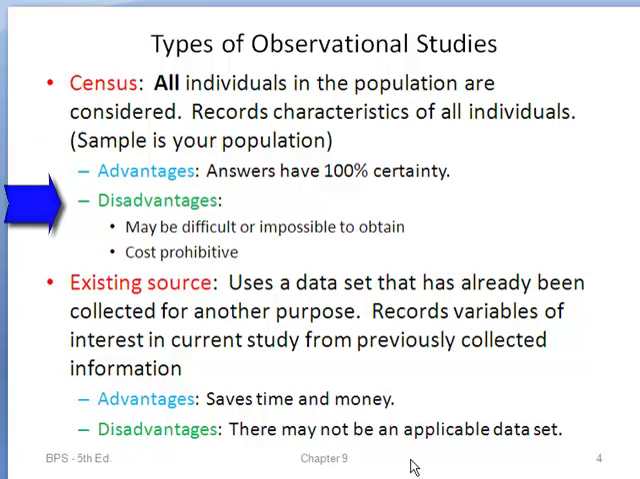The disadvantage may be that it may be difficult to obtain and cost prohibitive. Another type of observational study is using existing sources. It uses data sets that have been collected. The advantage of this is that you save time and money. The disadvantage is that the actual data might not be applicable to what you're studying.